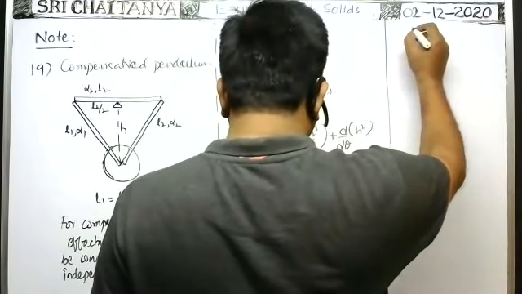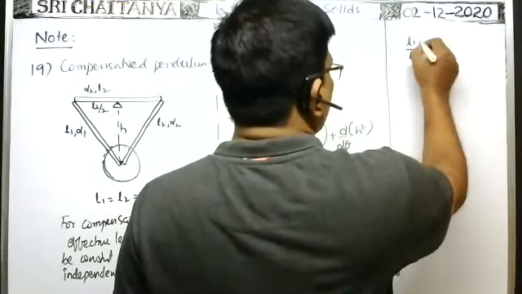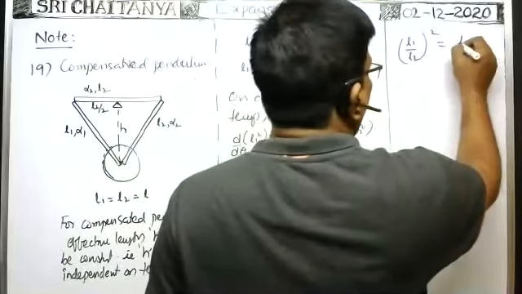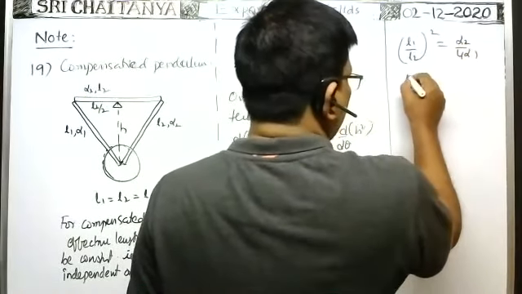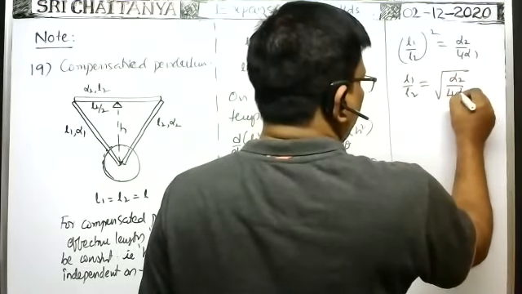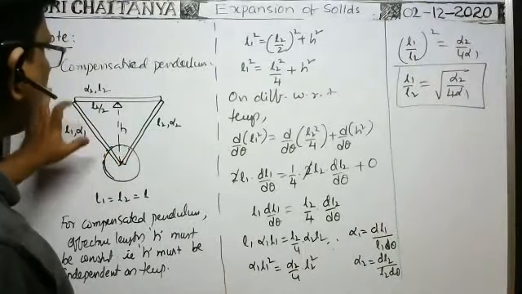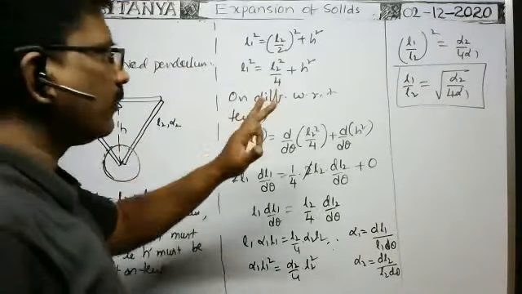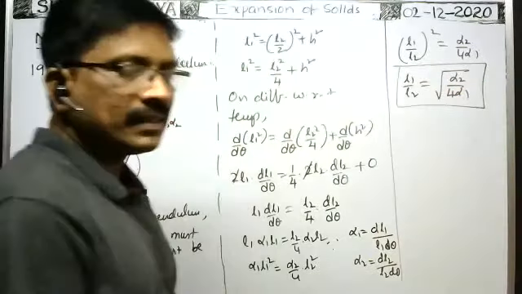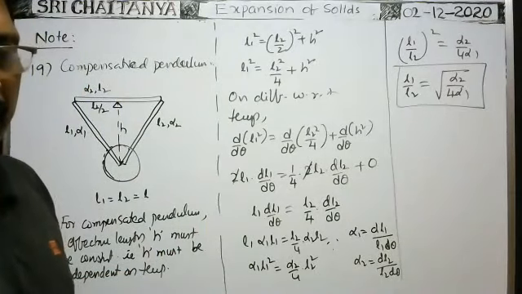Therefore, you write L1 by L2. L1 square by L2 square, which means L1 by L2 whole square, is equal to alpha 2 by 4 alpha 1. Or L1 by L2 is equal to root of alpha 2 by 4 alpha 1. So for the compensated pendulum, the ratio between lengths L1 and L2 is equal to root alpha 2 by 4 alpha 1. That is the formula. Of course, we can write it in some other way. It is the compensated pendulum.